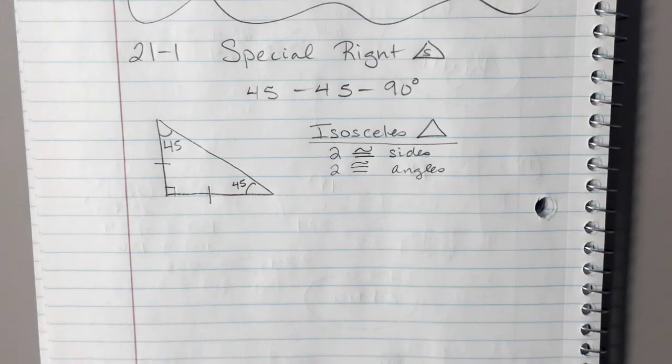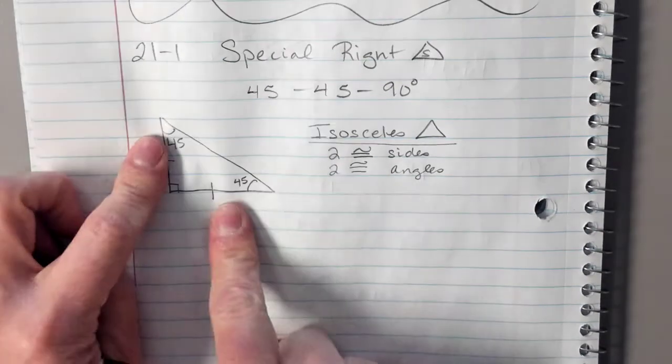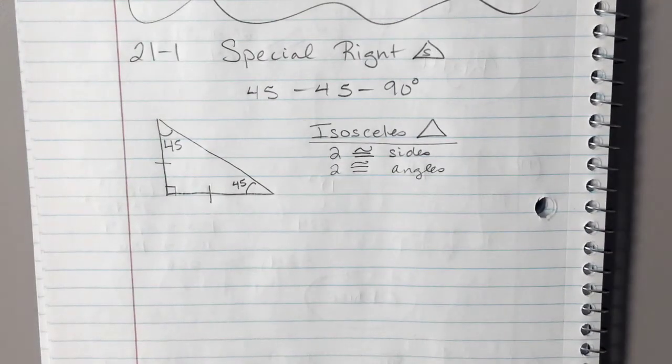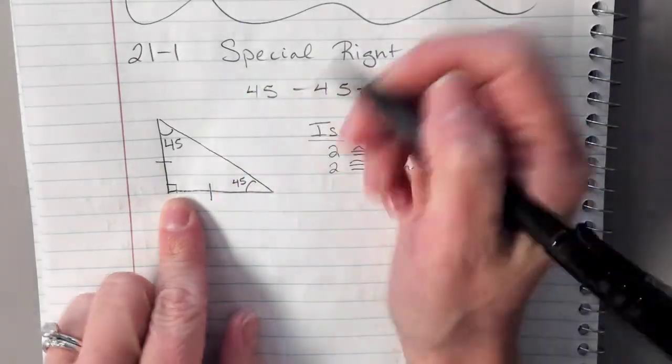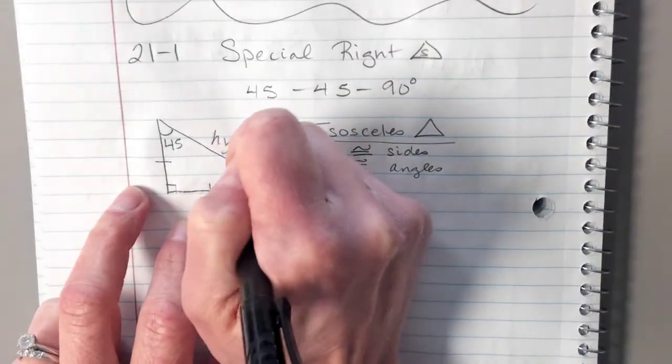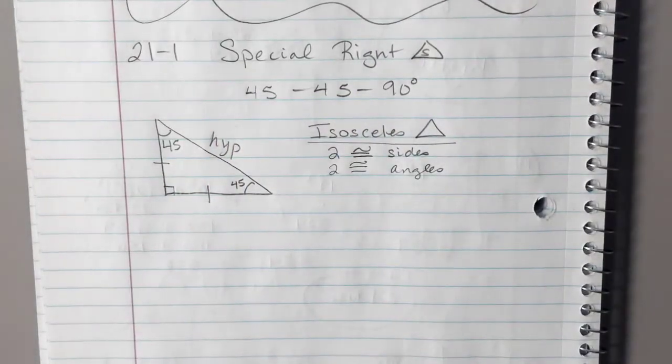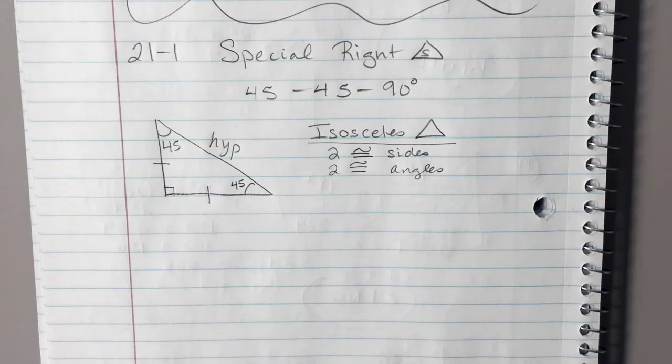Okay, so this is what's special about this 45-45-90. We've got 2 congruent legs. Opposite the 90 degrees, would you guys label that as your hypotenuse? Because that's what it always is, no matter how special or not special this right triangle is.